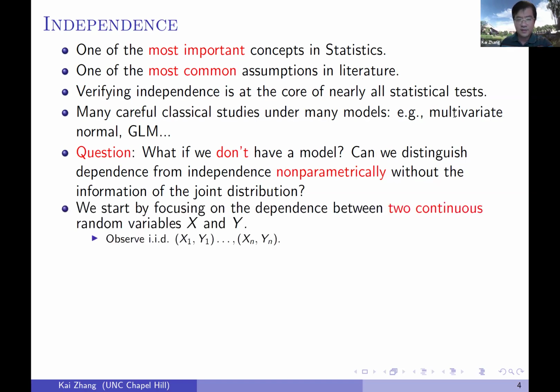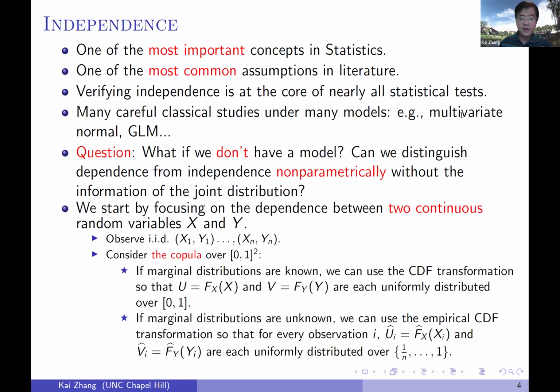We'll begin with a consideration of a very simple case, dependence between two continuous variables, and we suppose we have n i.i.d. observations. And we'll consider the so-called copula setting, for which the marginal distributions are uniform over [0,1]. We can achieve this copula if we know the marginal CDF, then we can use the CDF transformation. If we don't know it, we can use the empirical CDF and work with ranks, right? But the idea to consider this copula is to single out the problem of the joint distribution.